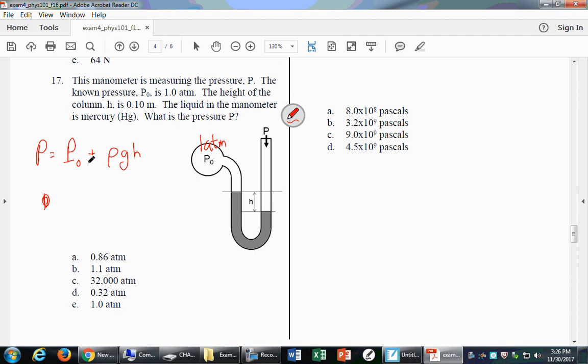And so that's equal to 1 atmosphere. That's 1 times 10 to the 5th pascals, plus rho is mercury. Oh, I look at my table. I find that the density of mercury is 13,600 times 10 times H, which is 0.1 meters. And so that's 114,000 pascals, but that's equal to 1.1 atmospheres.